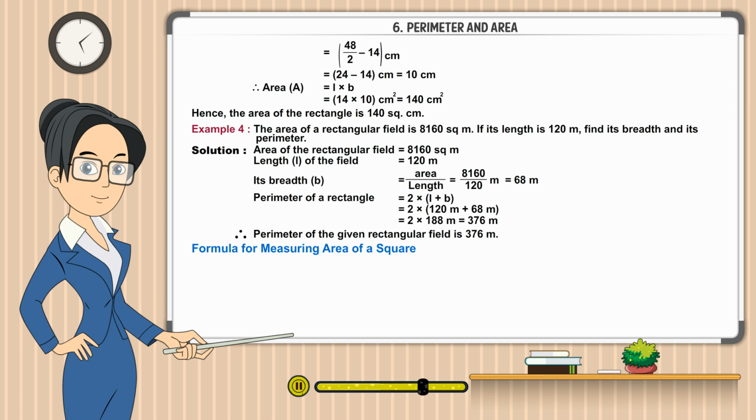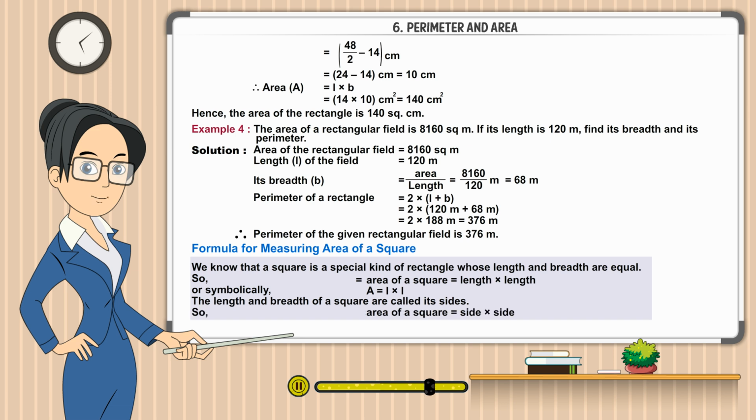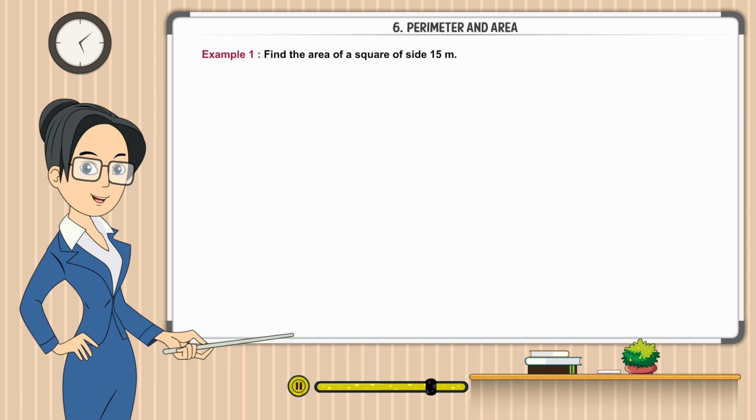Formula for measuring area of a square. We know that a square is a special kind of rectangle whose length and breadth are equal. So, area of a square is equal to length into length, or symbolically A is equal to L into L. The length and breadth of a square are called its sides. So, area of a square is equal to side into side.